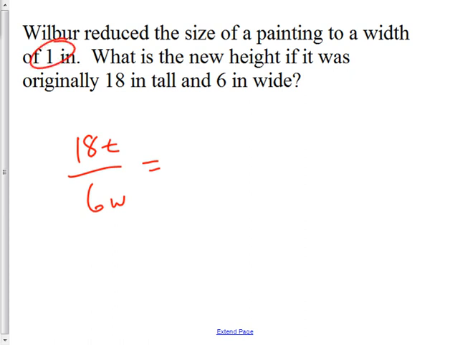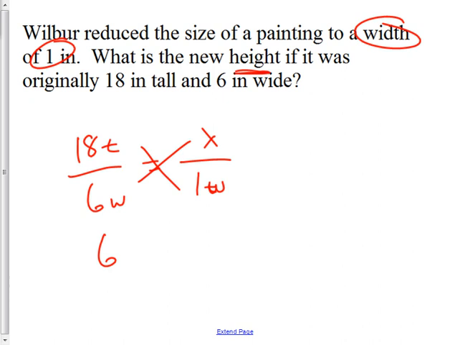That has to be equal to, okay, now look at this one. It says 1 inch, but is that tall or wide? Well, it says width right there. So I'm going to put 1 right here for my width. And that means I'm looking for how tall it is. It says, what is the new height? Okay. So now we cross multiply and divide.